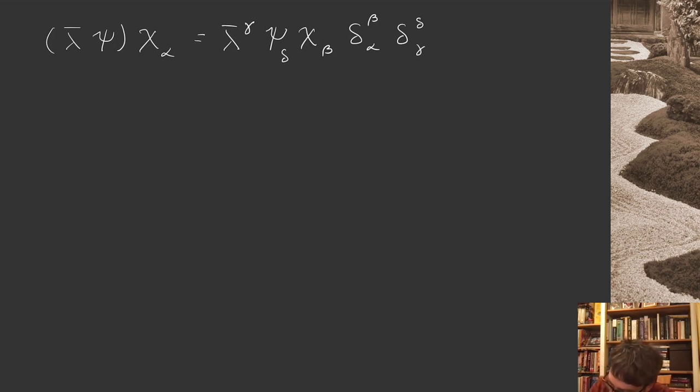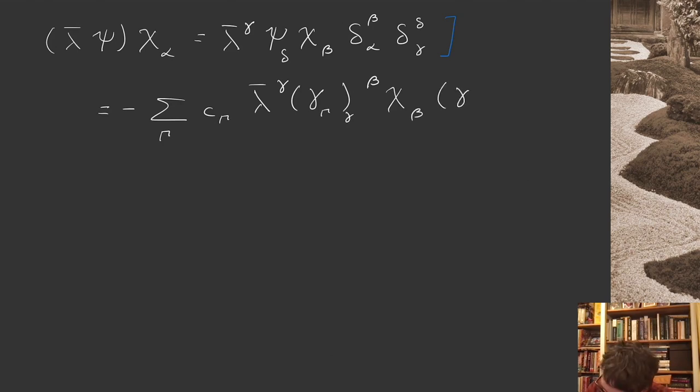Now, this product I can replace with this decomposition over my basis. That's what we're going to do. We're going to write that as minus, I'll tell you why that minus sign is there in a moment, the sum over my gamma matrices, that coefficient whose value we talked about on the previous slide, lambda bar gamma, gamma generalized index gamma, gamma beta, chi beta, and then I have a gamma generalized index gamma, alpha delta, psi delta.